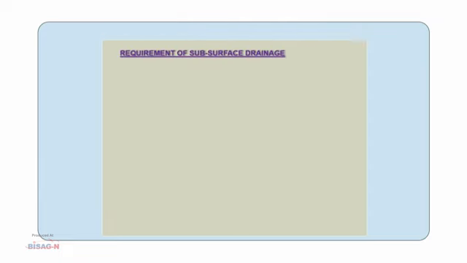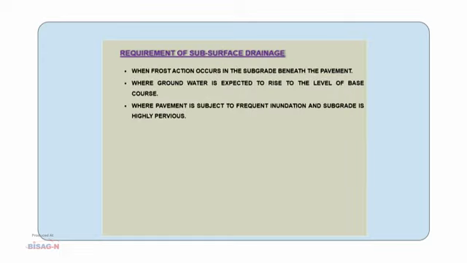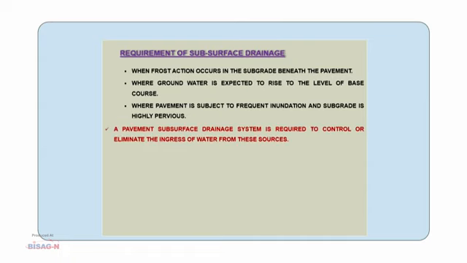So where is it required? Requirement of the subsurface drainage: where is drainage actually required? When frost action occurs in the subgrade beneath the pavement, when groundwater is expected to rise to the level of the base course, where the pavement is subjected to frequent infiltration, and where the subgrade is highly pervious. A pavement subsurface drain system is required to control or eliminate the ingress of water from these sources.